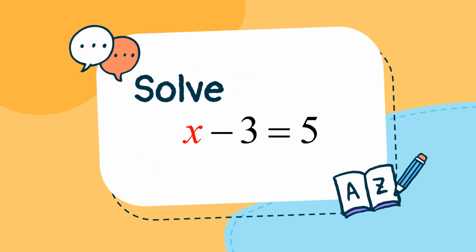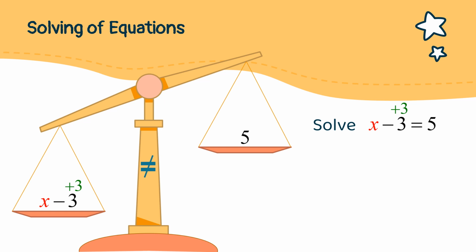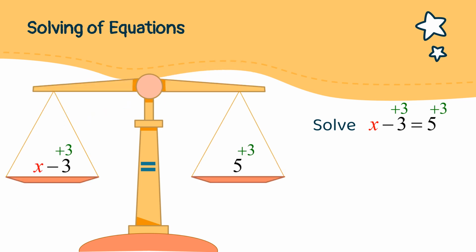Next, we will solve x minus 3 equals 5. In order to remove the minus 3 on the left-hand side, we have to plus 3 to form a zero pair. However, this will make the equation unbalanced. In order to balance the equation, we will plus 3 on the right-hand side as well. Once again, when you plus 3 on the left-hand side, we will plus 3 on the right-hand side. And this will give us x equals 8. And since x equals a numerical value, the equation is solved.